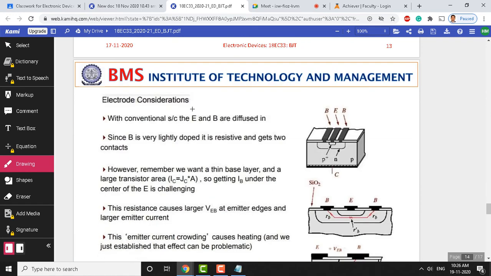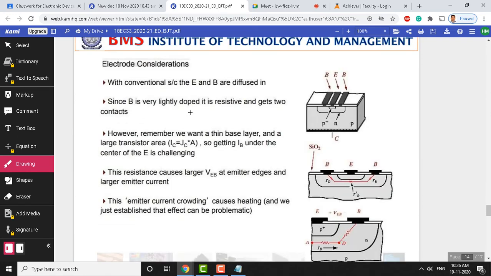Now let us see how we can design the transistor in the best way, so as to avoid this excess heat dissipation in the collector base junction. In conventional semiconductors, we have seen that the emitter and base are diffused. As you can see, this is the conventional transistor. We start with the base material as a collector. This is the collector, and on top of that we diffuse the base.